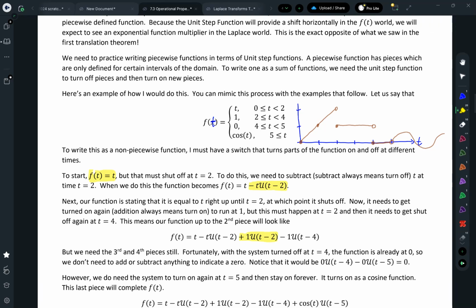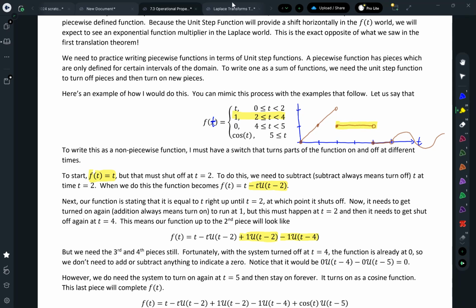So that's turning the system on and running it like the second piece of the function. But then we're going to turn it off. So we have minus 1 times u of t minus 4. That literally gives us this small slice on our graph.